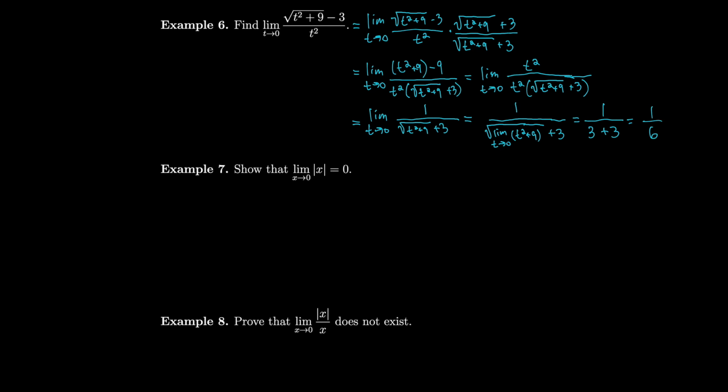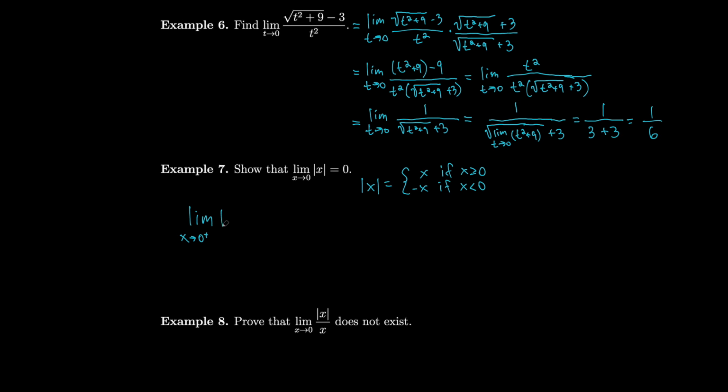Next, let's show that the limit of the absolute value of x as x approaches 0 is 0. Remember that we defined absolute value of x to be a piecewise function, x, if x is greater than or equal to 0, and minus x if x is less than 0. That way, any negative numbers get another negative to cancel them out and become positive. We want our absolute value to always be positive. So let's look at our left and right-handed limits.